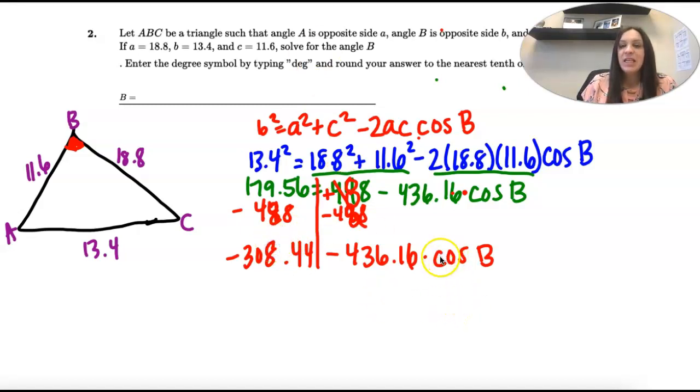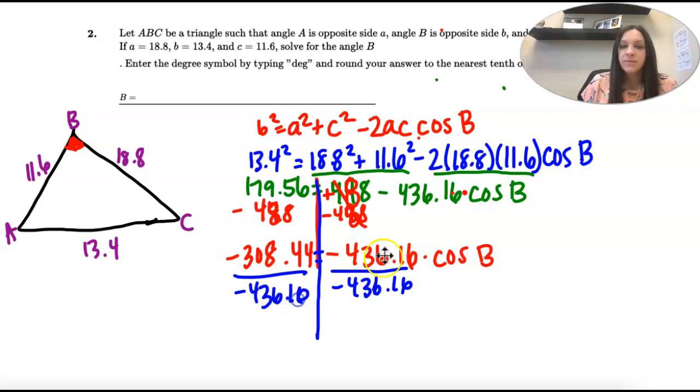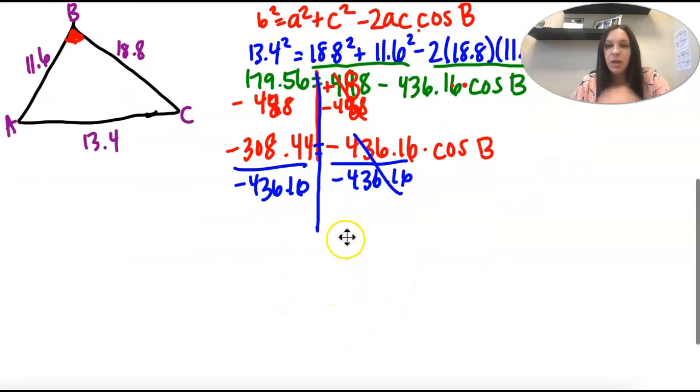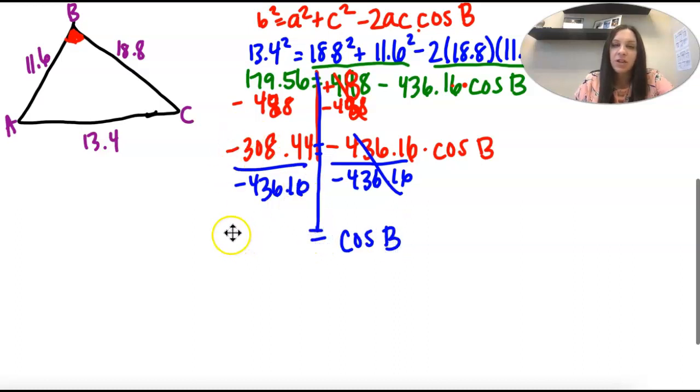Okay, so next thing, this is equals. We're timesing, so we're going to divide both sides by this. So now I have cosine of B equals this fraction, and I'm going to leave it as a fraction to avoid rounding. You really don't want to round until the very end.